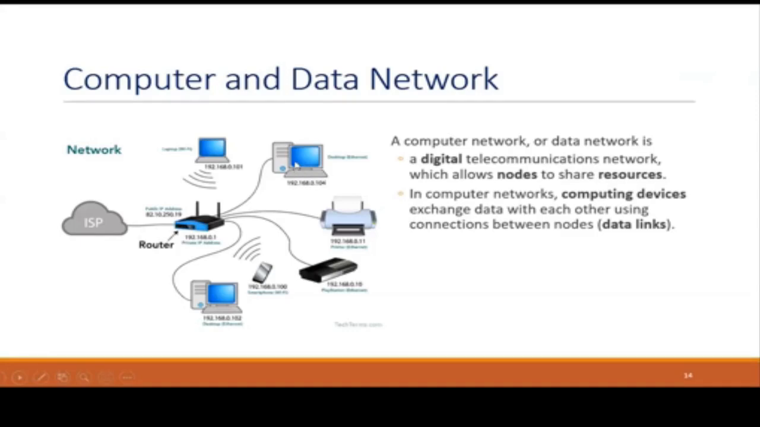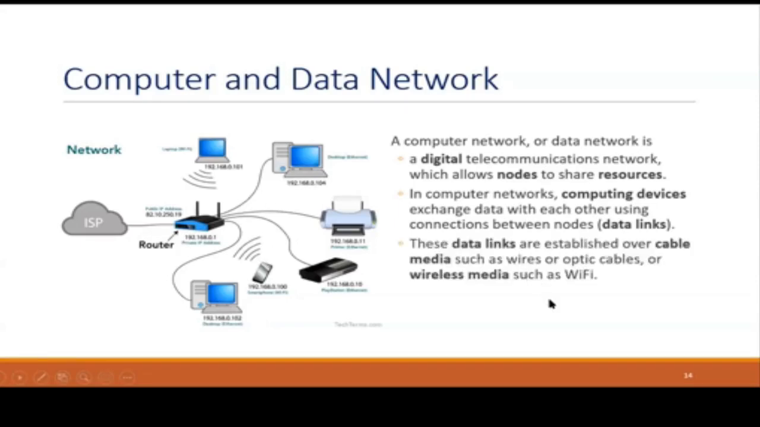Then these nodes, these computing devices, use connections between each of them. Here you can see that between the desktop and the router, the connection, the data link, is a wired connection. Whereas between the router and the smartphone, the connection is a wireless one, right? So it could be either wired or wireless. These links we call data links.